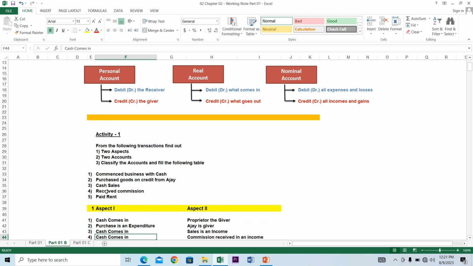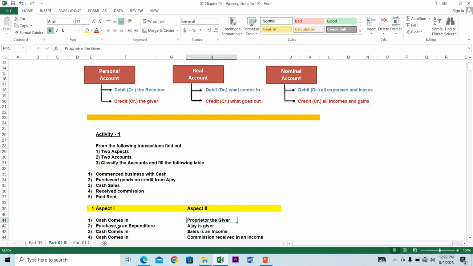Now, five points are given. Commence business with cash, then purchase goods on credit from Ajay, so this is a credit purchase. Cash sales, then received commission is an income, paid rent is an expenditure. Okay, now what are the two aspects? Aspect 1 and aspect 2. So aspect 1, commence business with cash, so cash comes in, and aspect 2, proprietor is the giver.